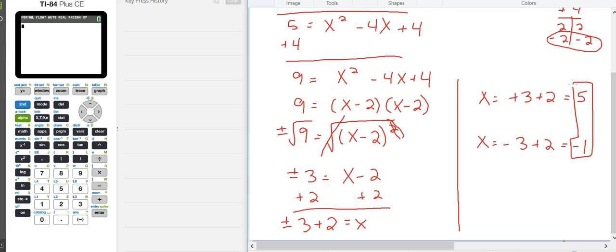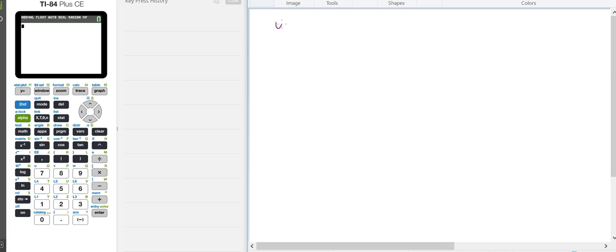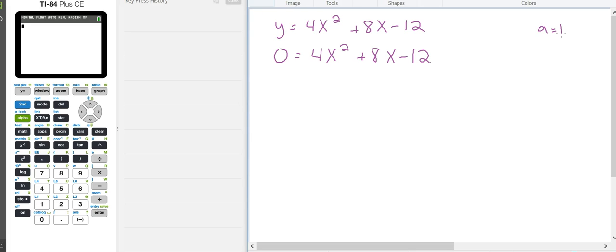Let's look at one more example. Y is equal to 4x squared plus 8x minus 12. Whenever we're solving for the roots of a quadratic equation, we always want to set y equal to 0. So 0 is equal to 4x squared plus 8x minus 12. We want to solve this using completing the square. Whenever we're solving any equation using completing the square, our a value has to be equal to 1, and it's nice if b is even, it doesn't need to be even.